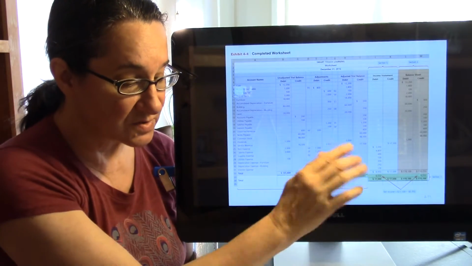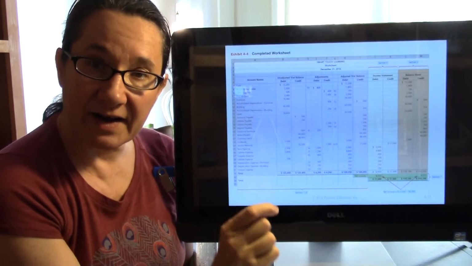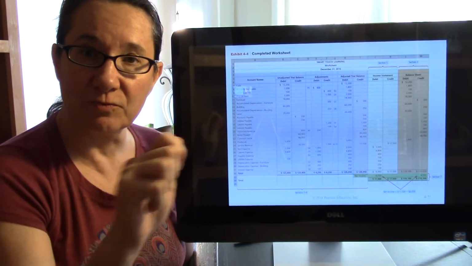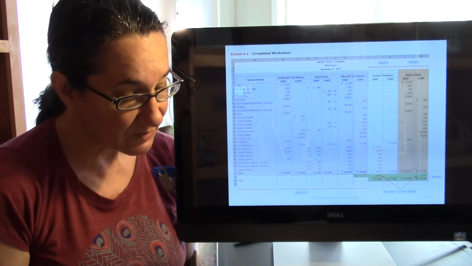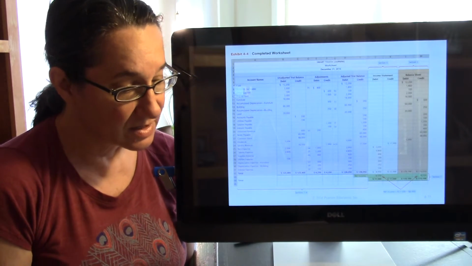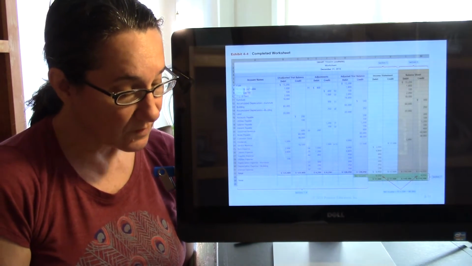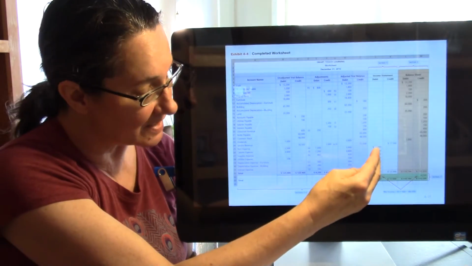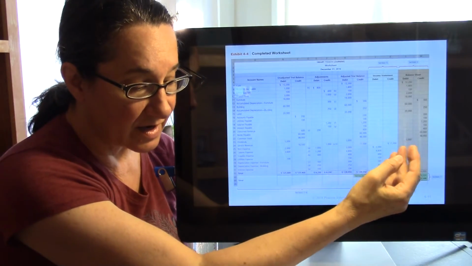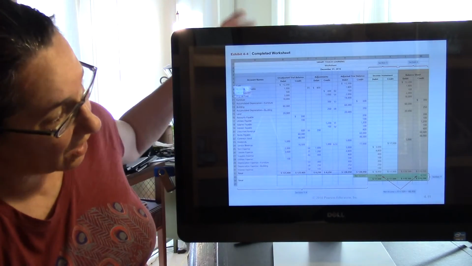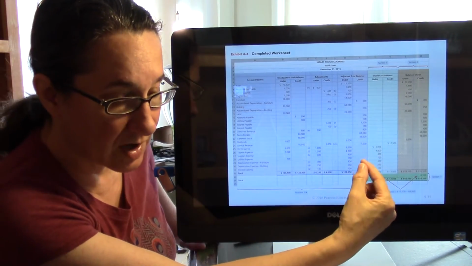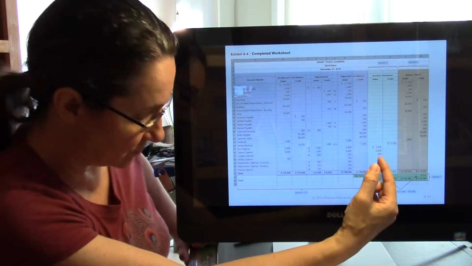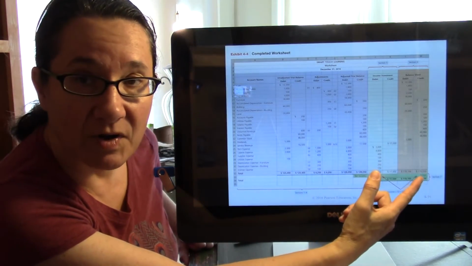now you start working on your financial statements to make sure that before you write them all up and make that report for people, you have to make sure that it looks good and looks right. So you fill out your income statement columns and your balance sheet columns. So all this is about is moving the proper account balances to the proper column.